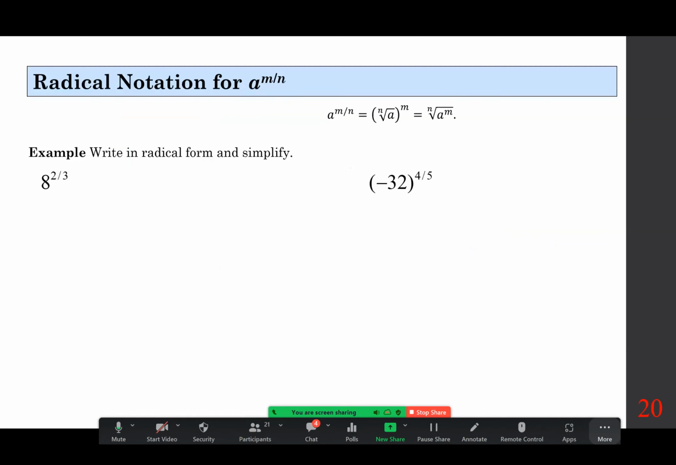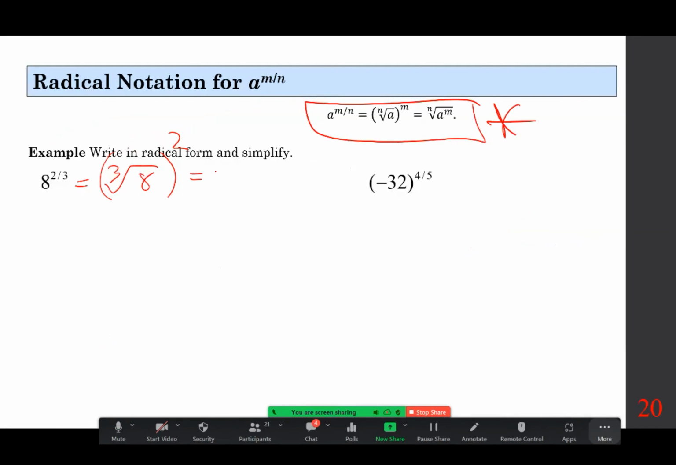8 to the power of 2/3. I have explained about this before. So 8 to the power of 2/3 means the cube root of 8, which is 2, to the power of 2. And that makes it 4.